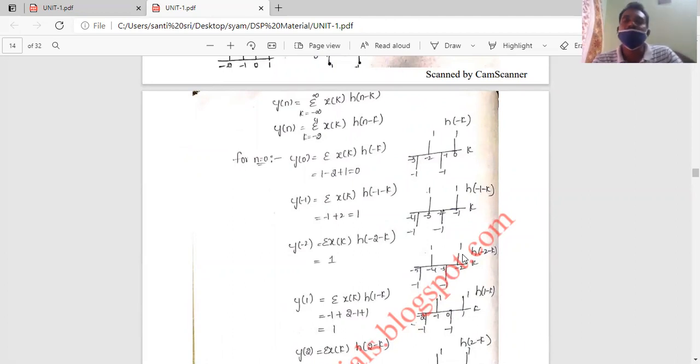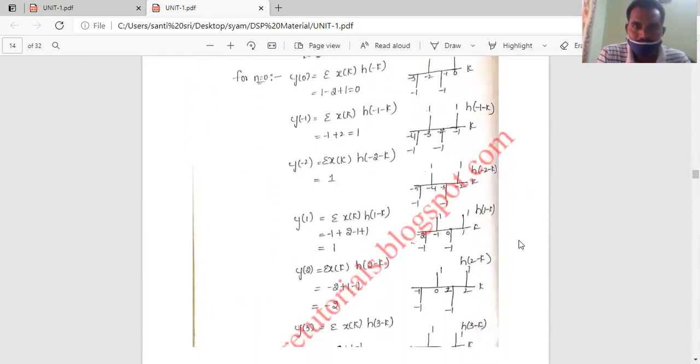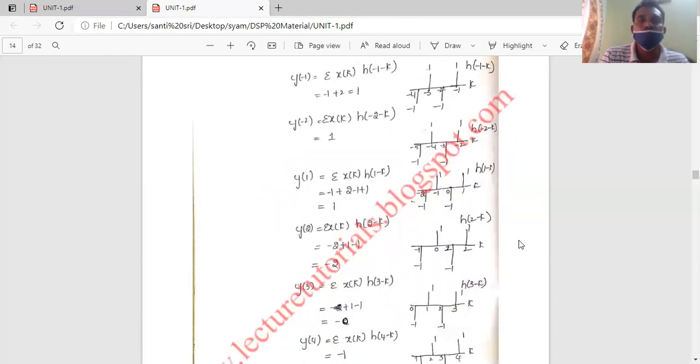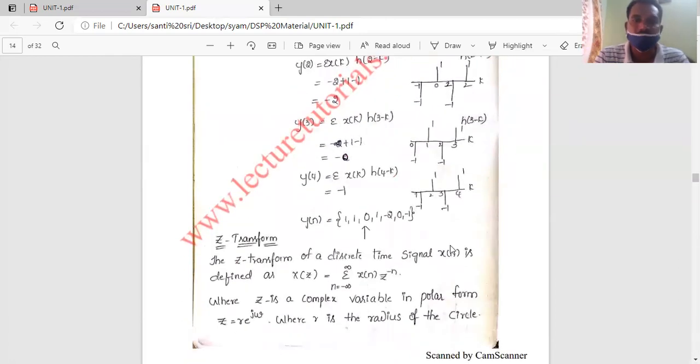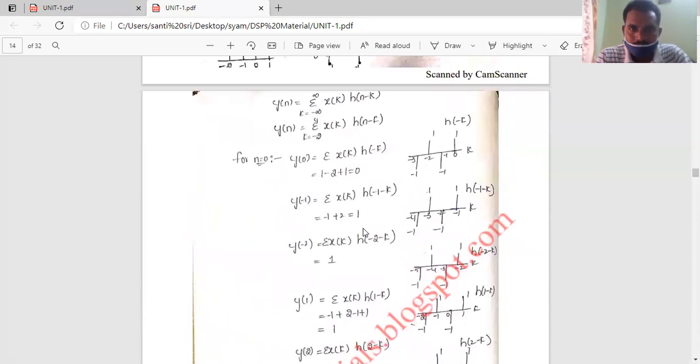So, by the straightforward method, we will find the values for minus 2, minus 1, 0 and 1, so that you will get the values like this by multiplying x of k with h of n minus k. Like that we will find out the values from minus 2 to plus 4. So we will get the sequence y of n equal to 1 1 0 1 minus 2 0 minus 1, and we'll put the arrow here. Why? Because we get 0 at n equal to 0.